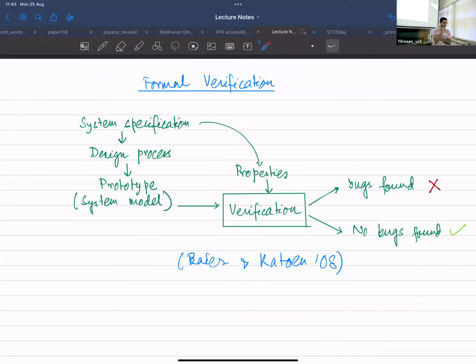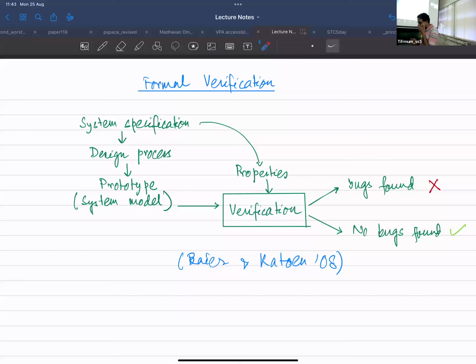Now, as I was saying, what is formal verification about? Formal verification is about the fact that we are given such a system specification, and there will be a design process. Then usually we would make a prototype of the system, right? A prototype of the system.